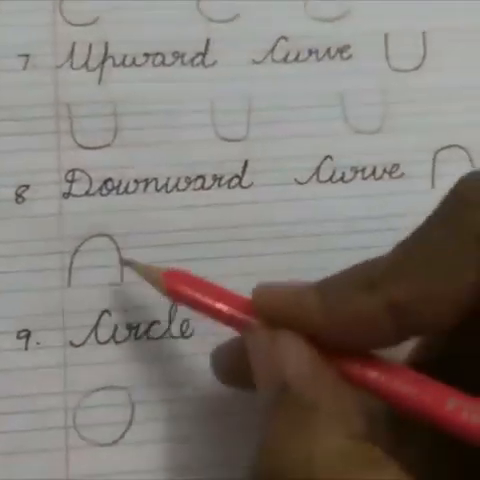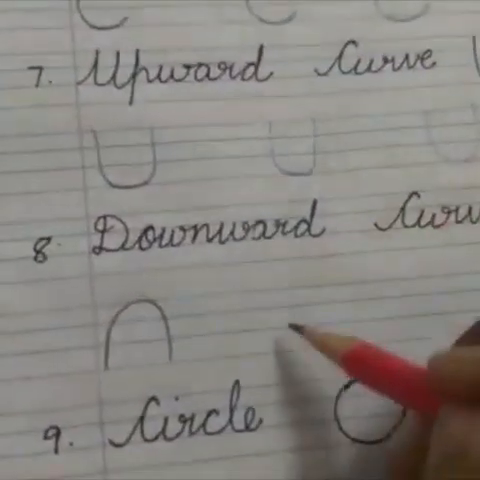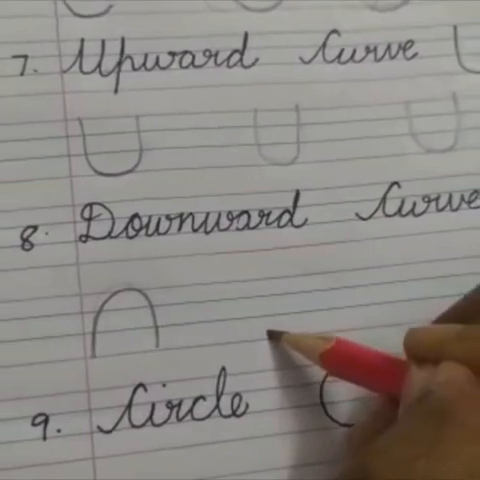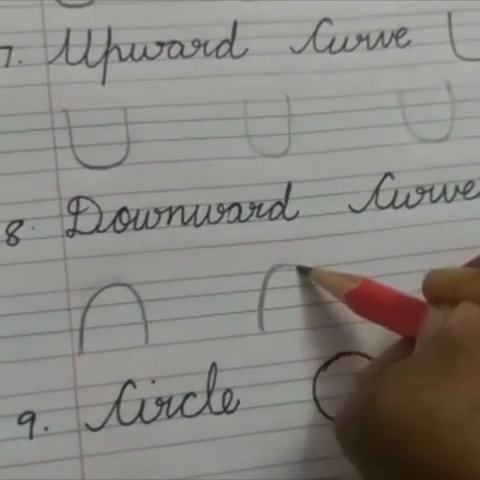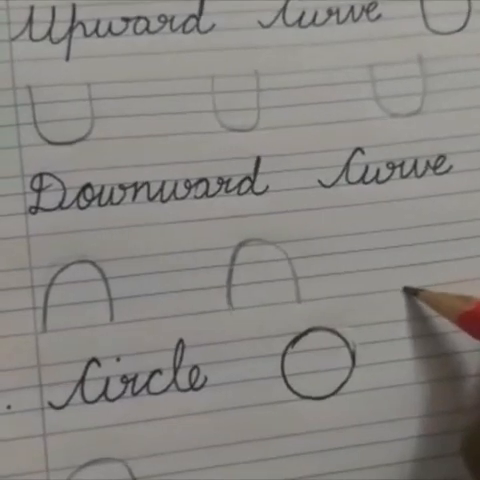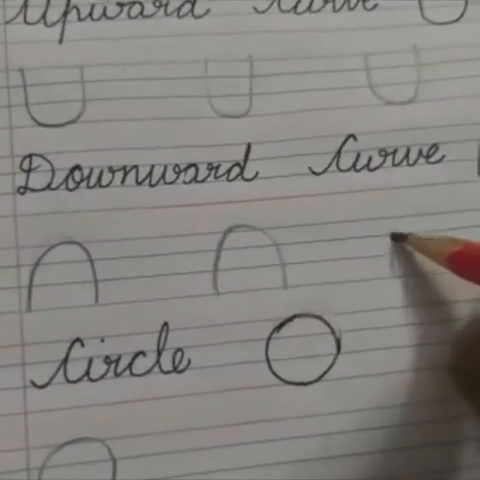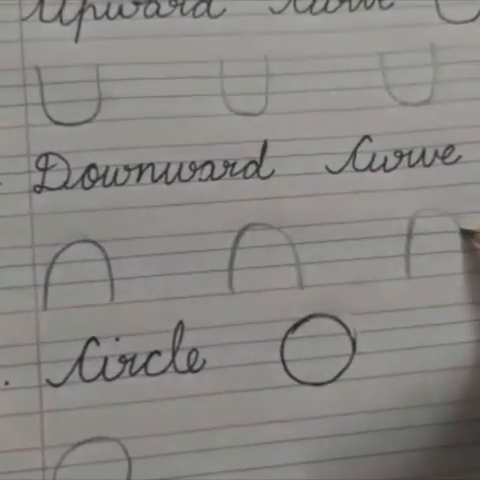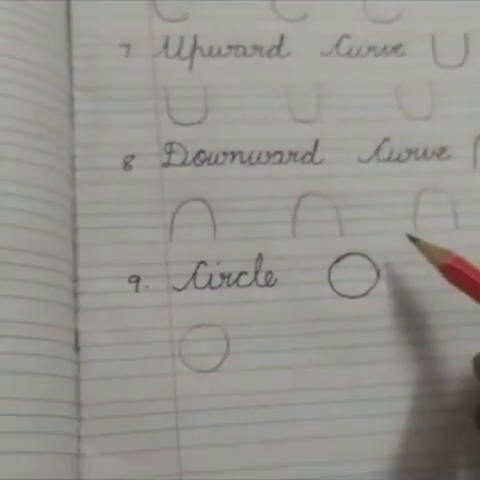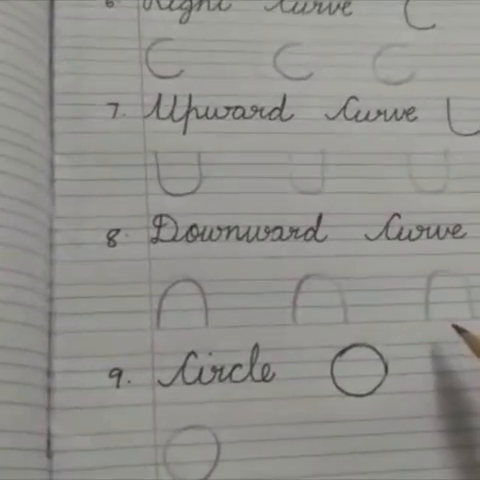Next is your downward curve. You start from the second red line. You go back up and again turn and bring it down like this. This is your downward curve.